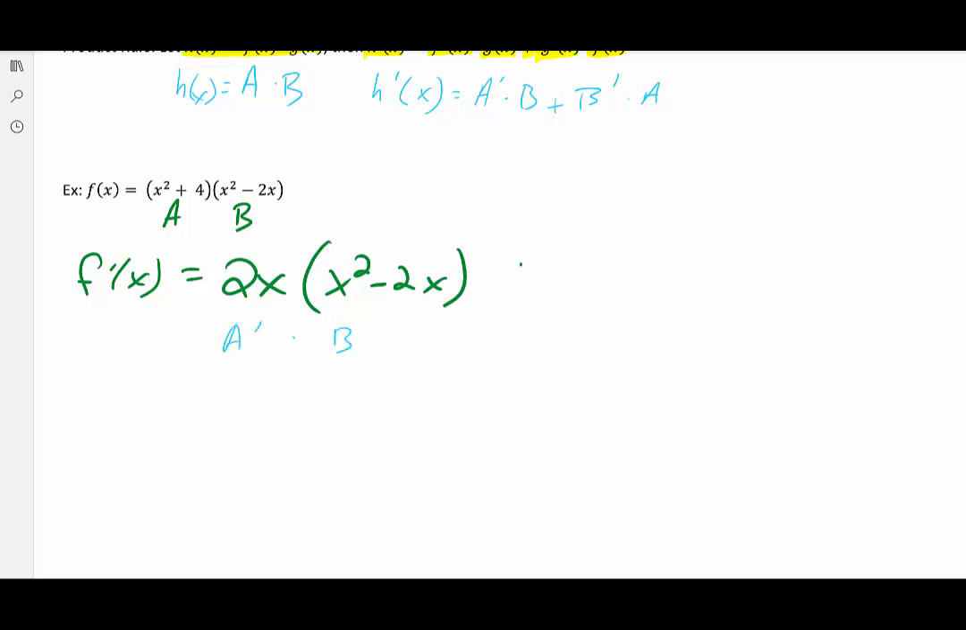Now plus, now we take the derivative of that second function, that b function there. So we have to take the derivative of x squared minus 2x, and that derivative will be a 2x minus 2. Okay. I'm putting that in parentheses because I need that entire factor, b prime, to multiply our a, which is the x squared plus 4. And there we go, folks. That is your product rule. Okay, a prime times b plus b prime times a.